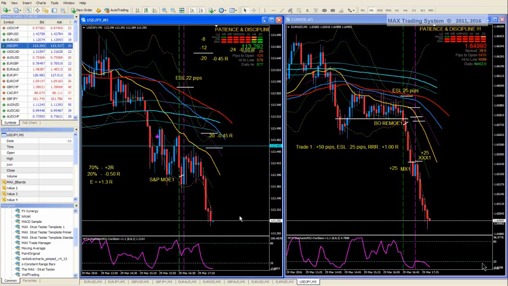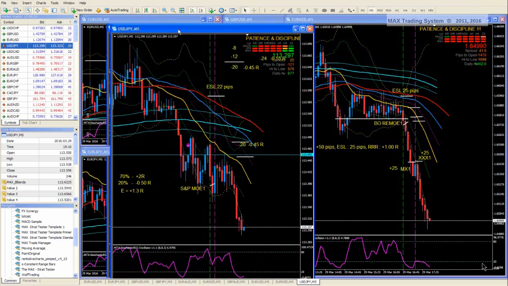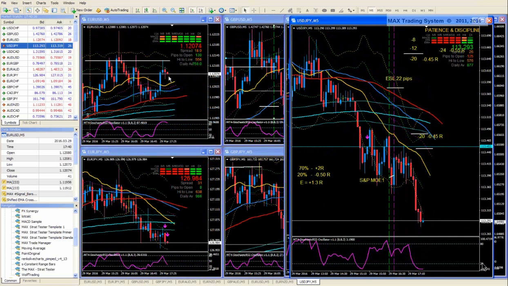Can we check euro, US dollar? Yes, sure, Samuel. The euro US dollar is still in a concession zone mode and has still to break that resistance level.